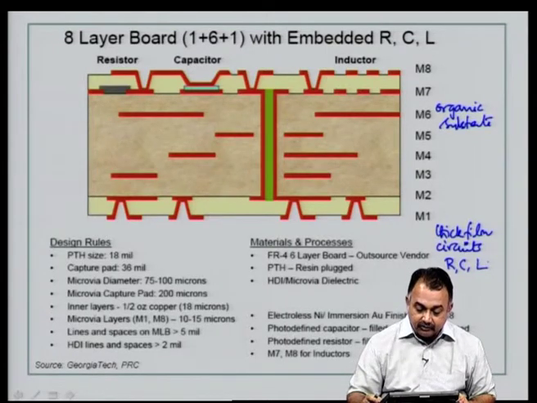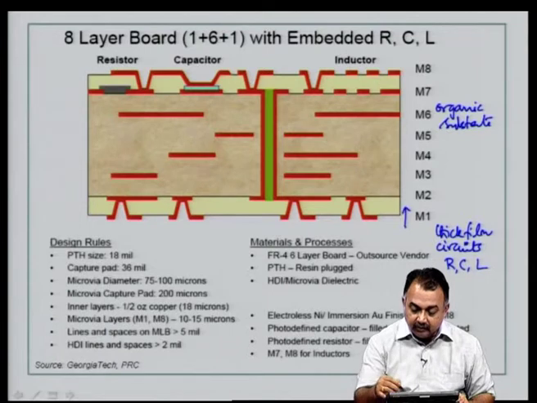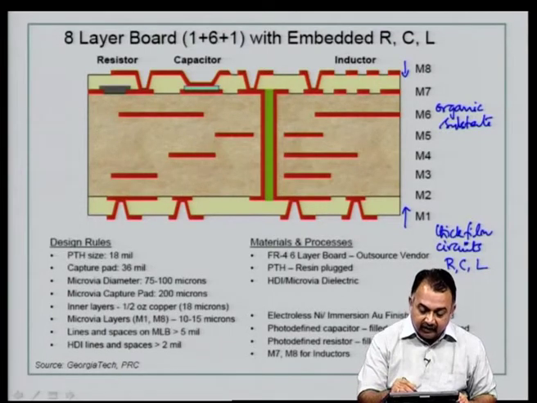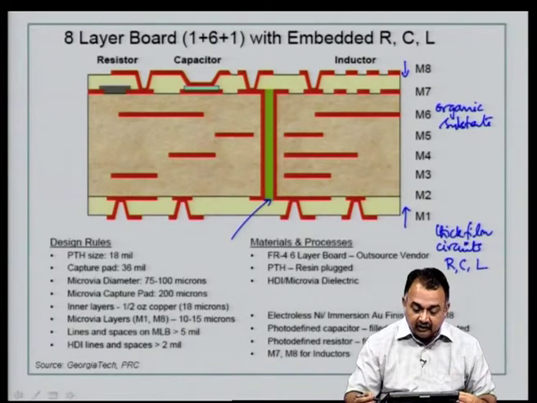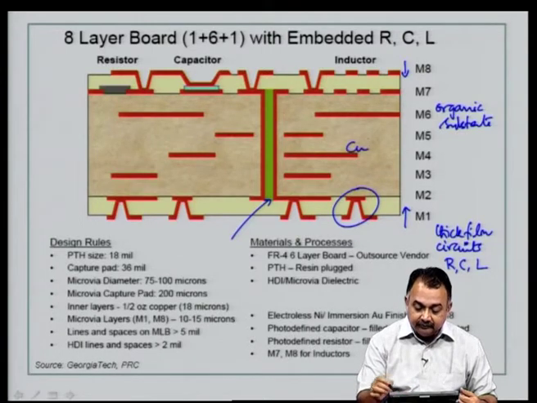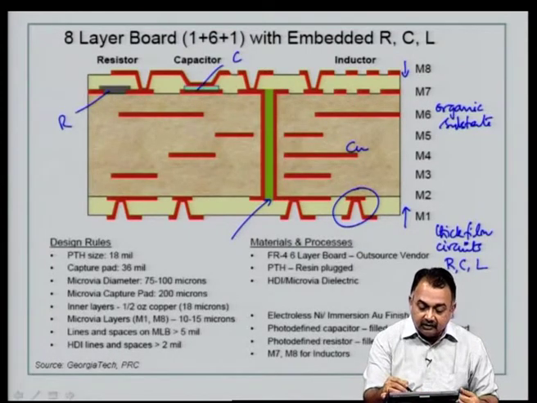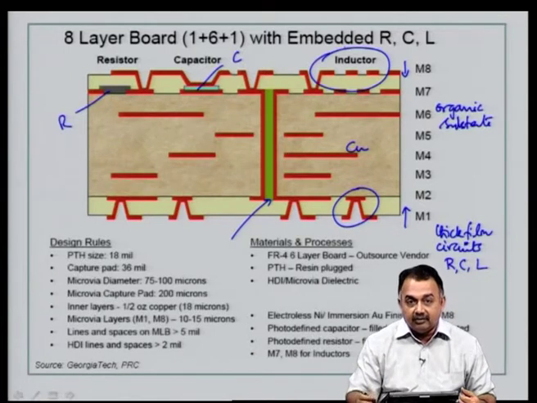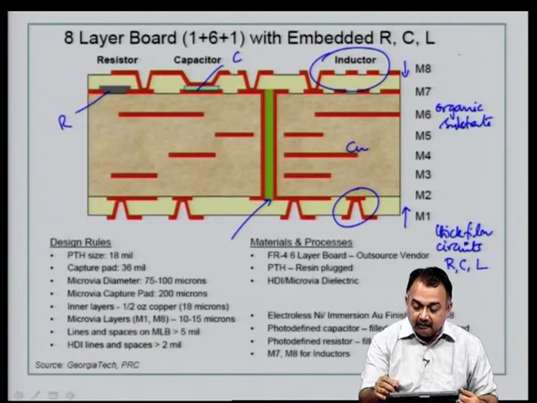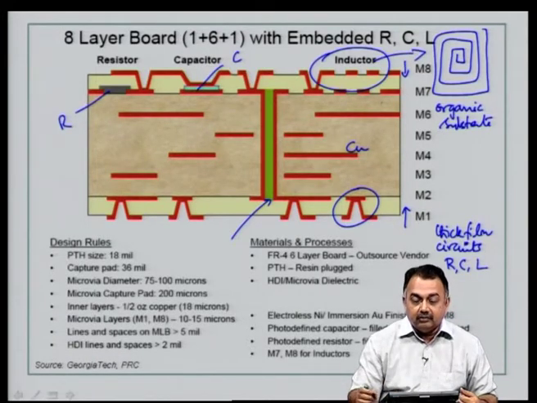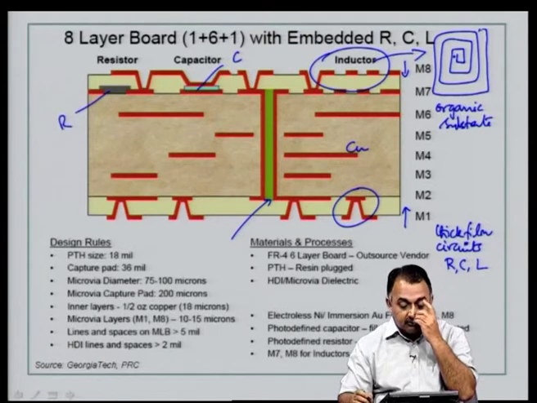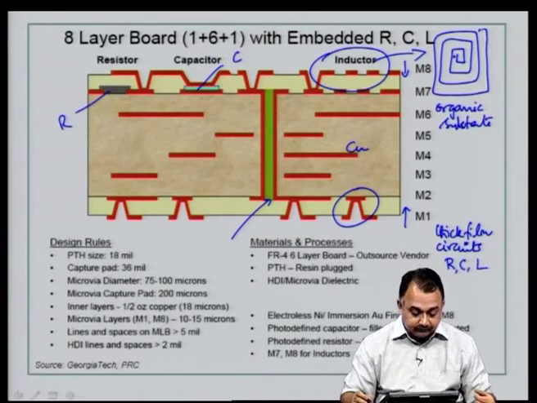So, this cross section shows you various metallic layers right from M1 to M8, and then you can have through hole structures for interconnecting, very large separation of metallic layers, micro vias here, this is the copper, then you could have the resistor here, the capacitor, and then the inductor that is formed with the copper on the board. So, you can have typically an inductor like a spiral here, and then you could measure the inductance between the terminals. So, you could also realize inductors on board.